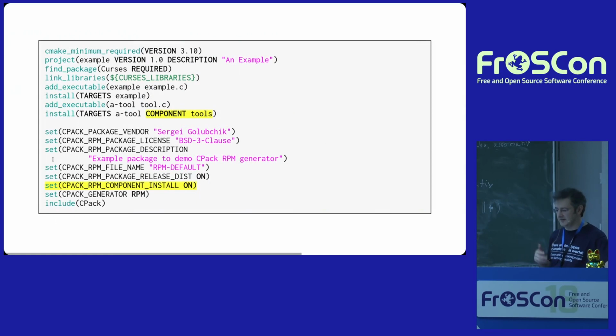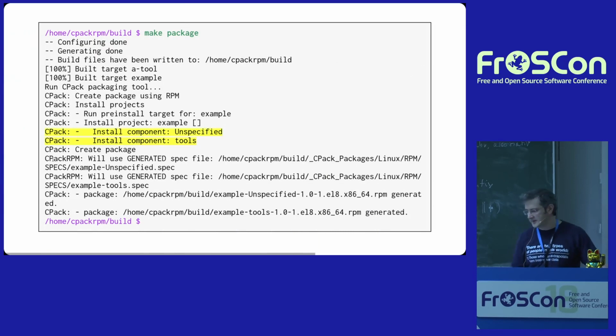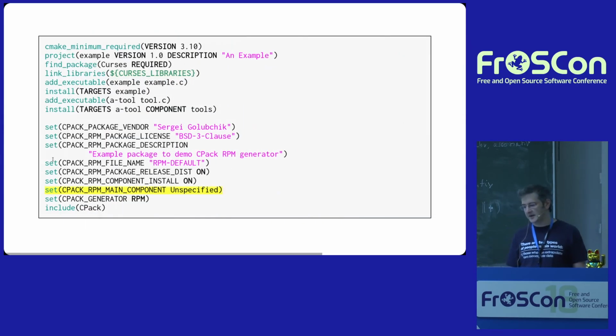But now, what if it's a tool I want to have in a separate package? I don't want to have it in the main package. This is done using components. I'm specifying here that atool is installed into component tools, and I enable component install for CPack RPM. And when I build that, you can see that it installs two components because component install is enabled. But the name of the RPM is, again, not as I want, because I don't want example-unspecified with this strange capitalization. I just want the old example name. I need to tell CPack that unspecified is the main component.